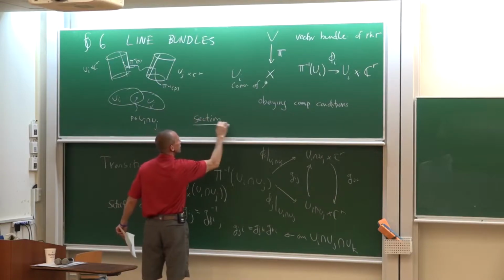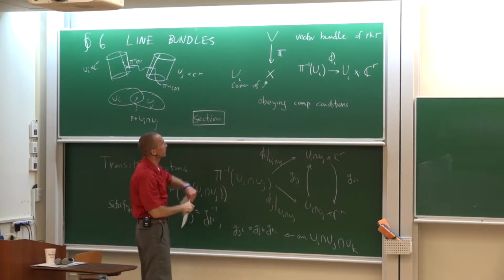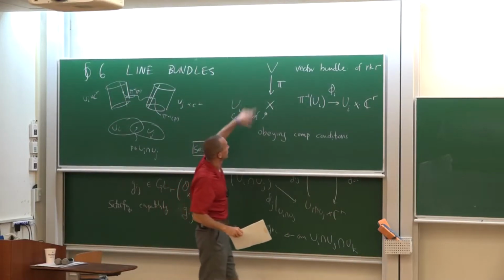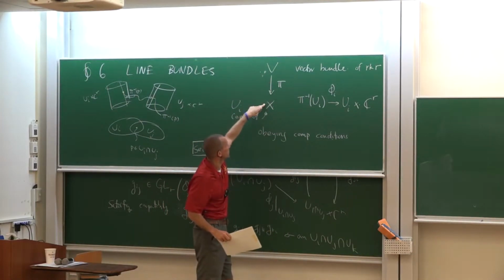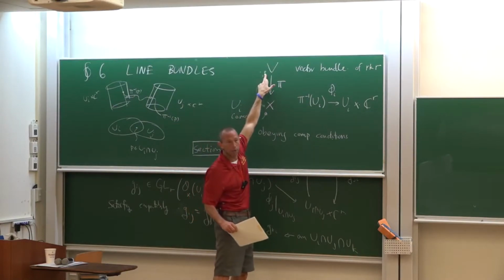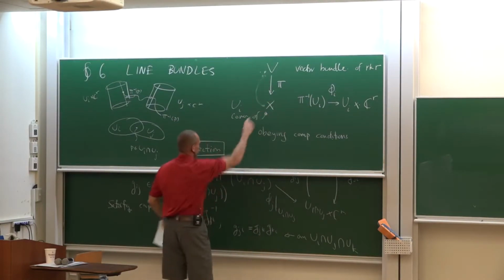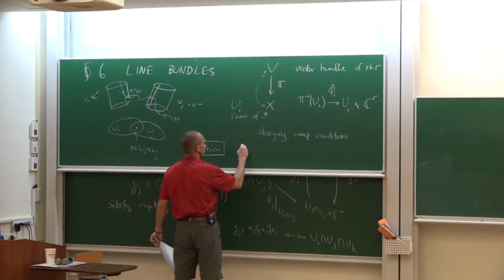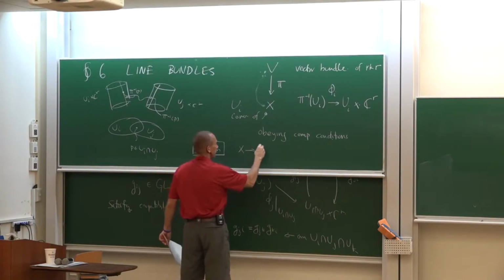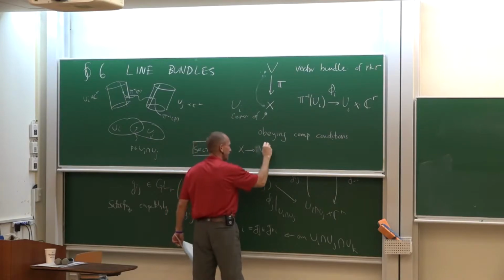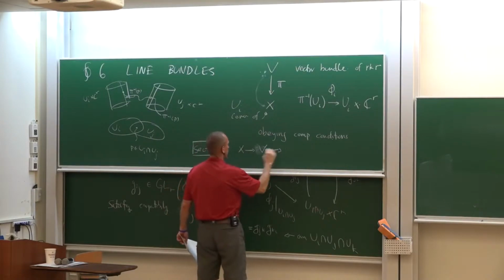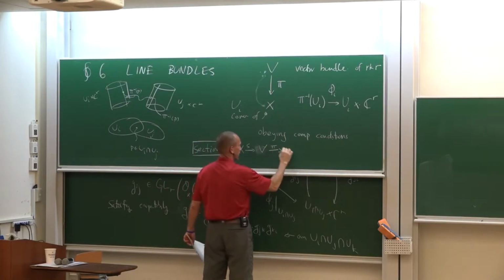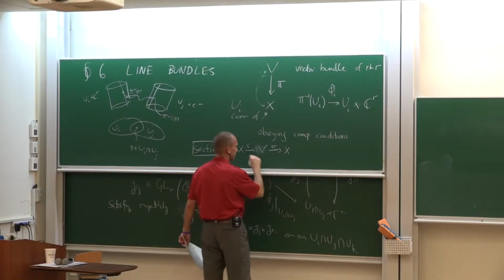These are going to be key objects for us. A section of a vector bundle: we've got this map π that takes us from the larger space to the base space, and a section is a map going backwards that gives me the identity on X. So a section is a map s from X to V such that if I take s composed with π, I get the identity.